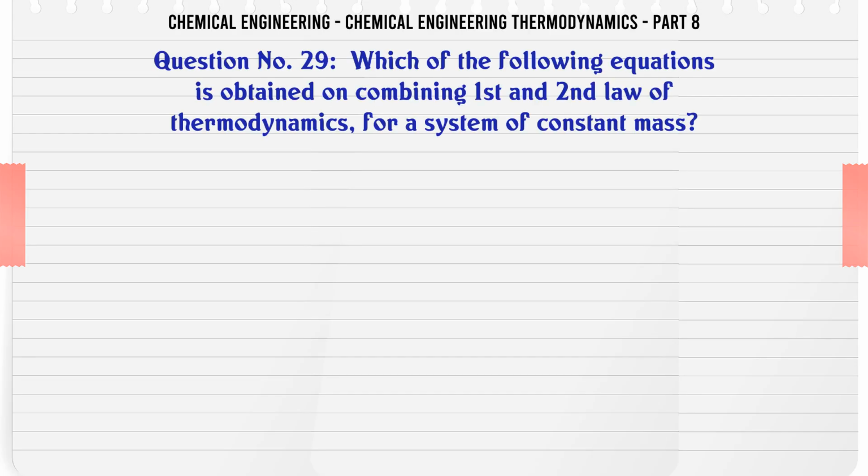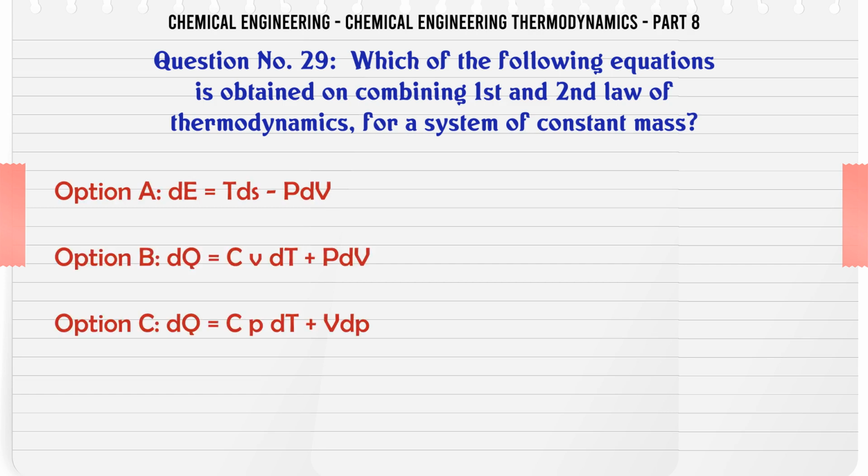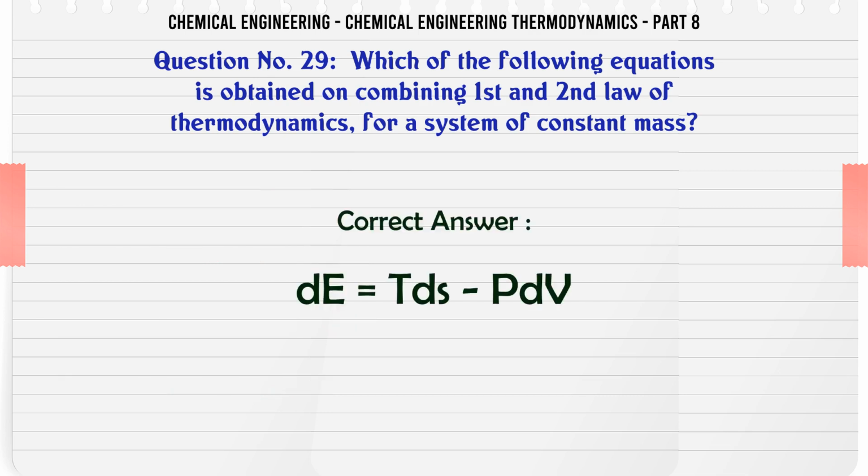Which of the following equations is obtained on combining first and second law of thermodynamics for a system of constant mass? A. dE = TdS + pdV, B. dQ = CvdT + pdV, C. dQ = CpdT - Vdp, D. TdS = dE + pdV. The correct answer is D, TdS = dE + pdV.